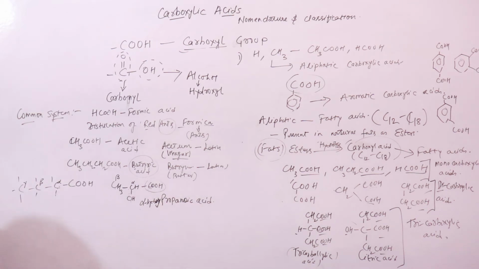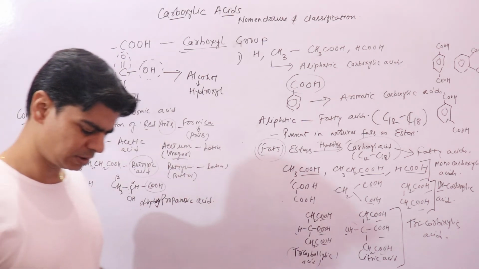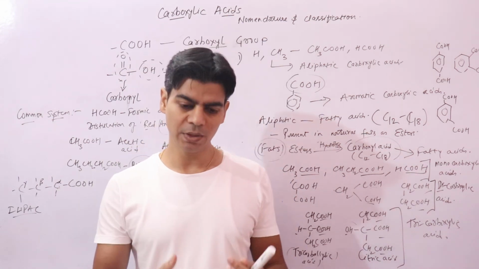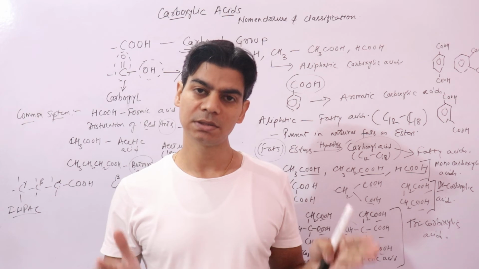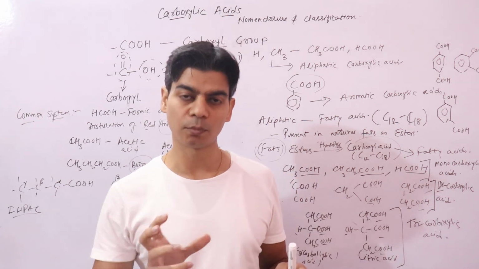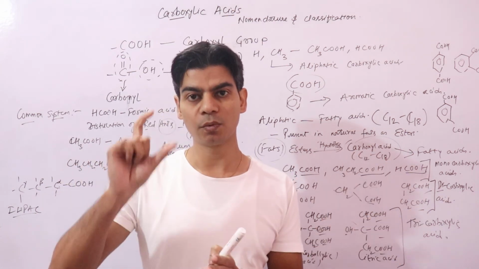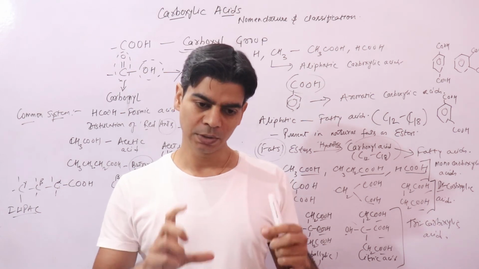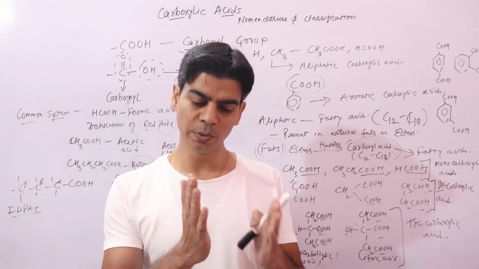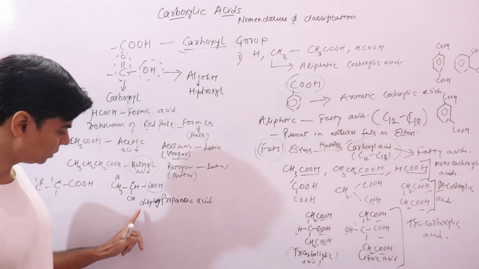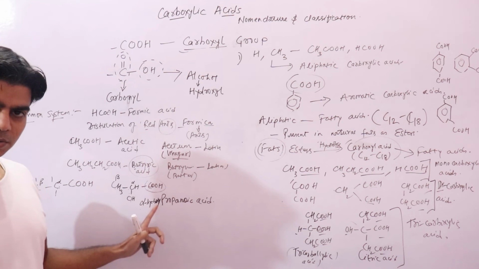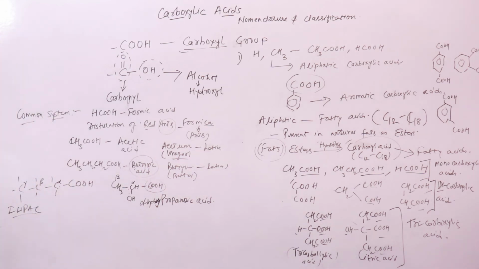Now we have another system of naming, which is your IUPAC system, like we have been doing from the beginning. It's simple. In the carboxylic acid, we will identify the longest chain that contains your carboxyl group. Then we will number the carbon atoms, giving number 1 to the carboxylic carbon. Then based on these Arabic numerals, you will prefix your substituents, like we have done here based on the common system. Let's take one example.